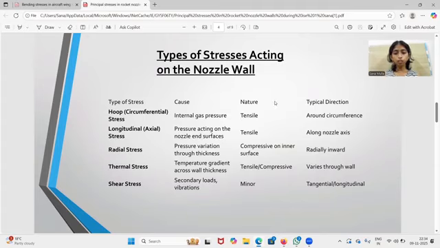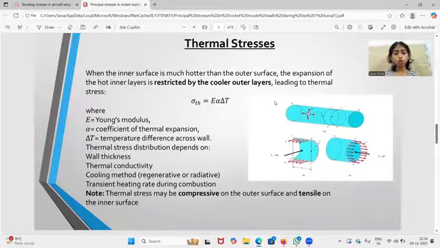Moving ahead, we have the thermal stresses. When the inner surface is much hotter than the outer surface, the expansion of the hot inner layers is restricted by the cooler outer layers, which causes the thermal stress. The thermal stress is given by sigma_th = E alpha delta T. Here E is the Young's modulus, alpha is the coefficient of thermal expansion, and delta T is the temperature difference along the wall, between the outer and the inner layer.